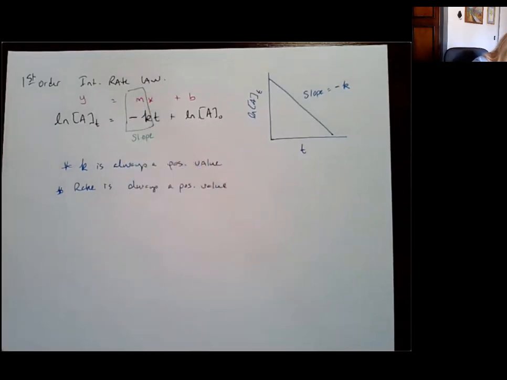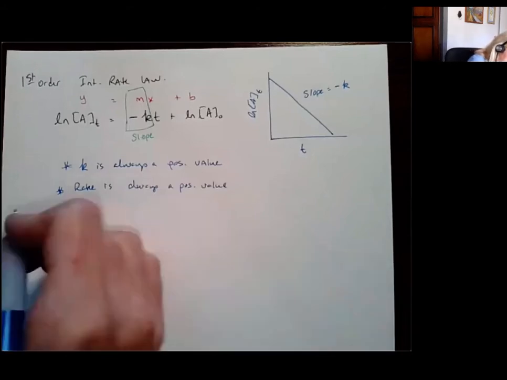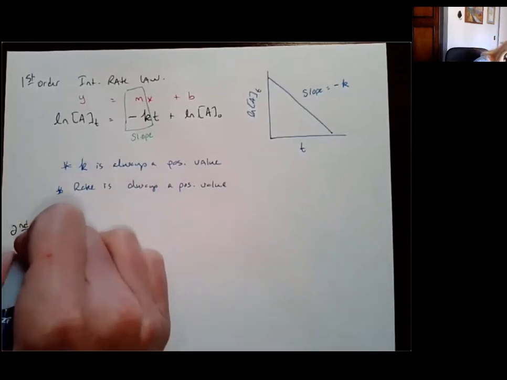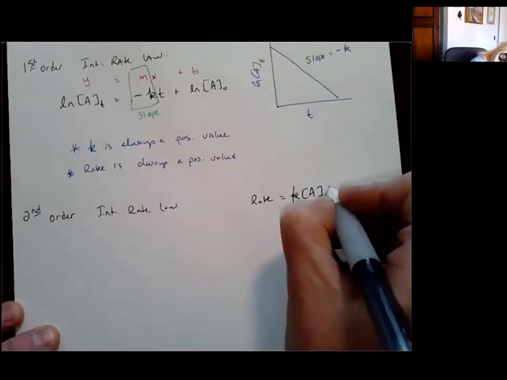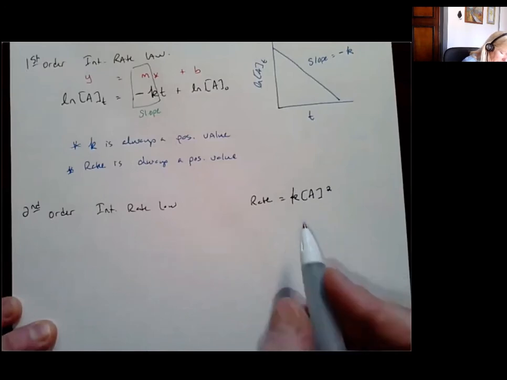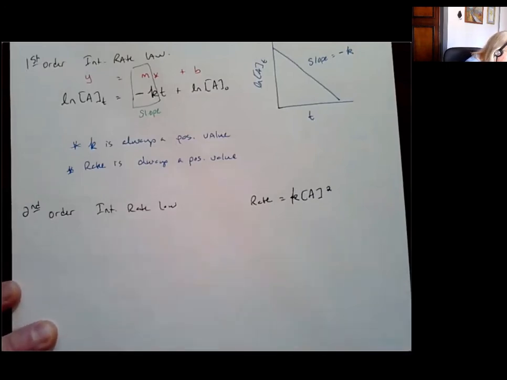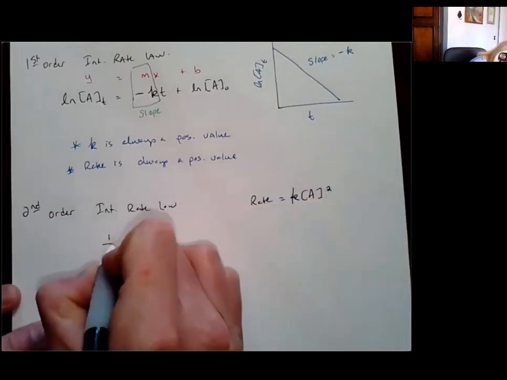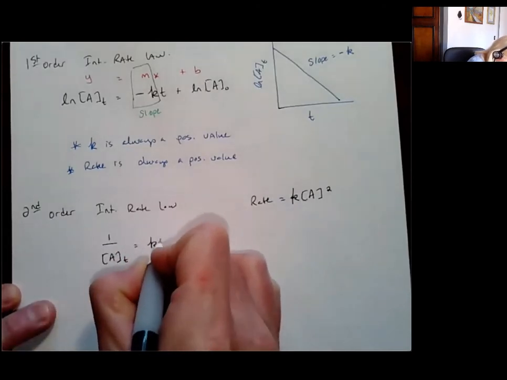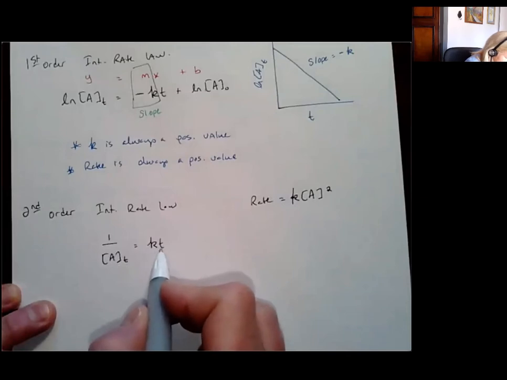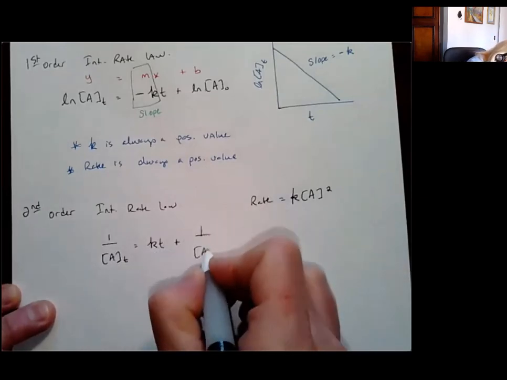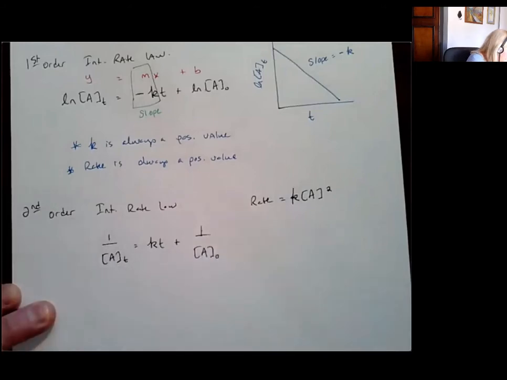If we look at second order, my integrated rate law is going to be different. It's going to look like this. Now remember, my rate law would look like this for a second order. When I integrate it, my integrated rate law is going to look like this: 1 over A at time t equals a positive rate constant times whatever time t is, plus 1 over A0. So this is my y-intercept.